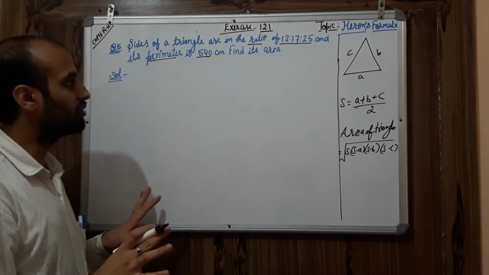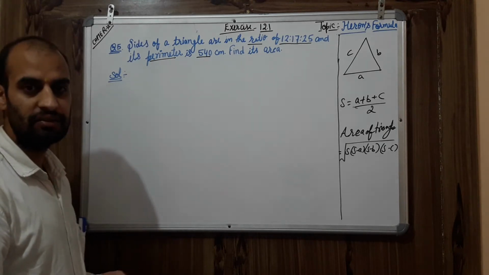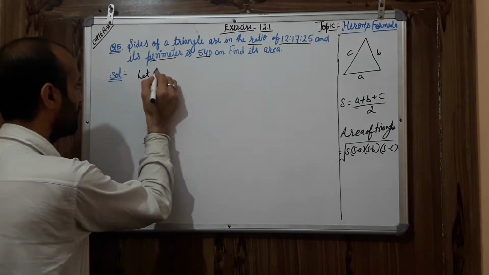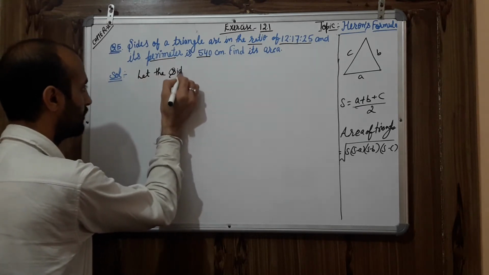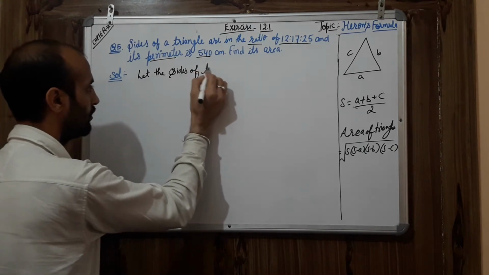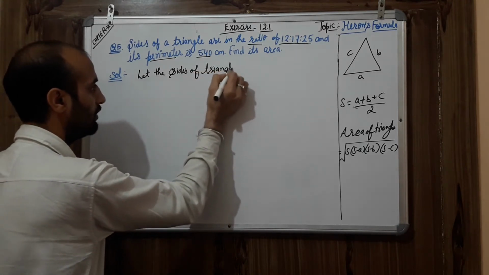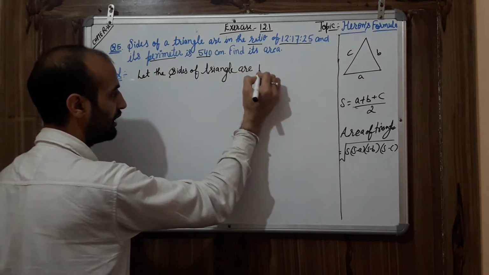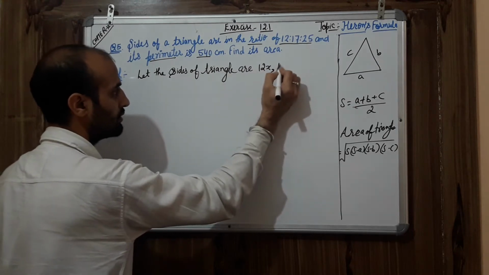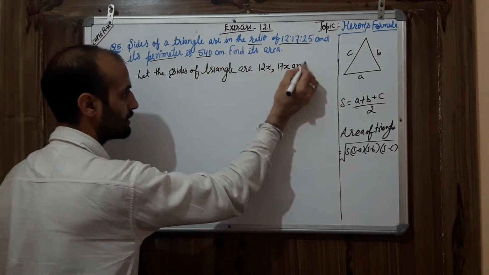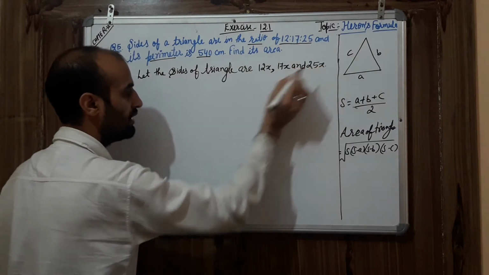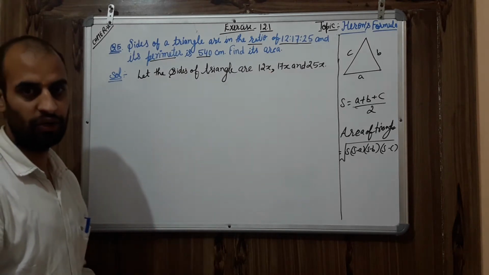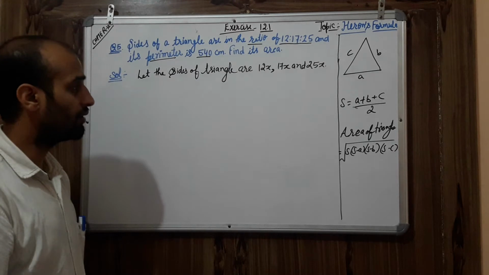So after reading this question, it is very clear the sides are not given to us. Our first task is to let the sides. So we can say, let the sides of the triangle be, clear? So what are the sides? We are letting them be 12x, 17x and 25x. So you can see nothing is changed in the statement, only one variable came here, that is x, that is unknown.